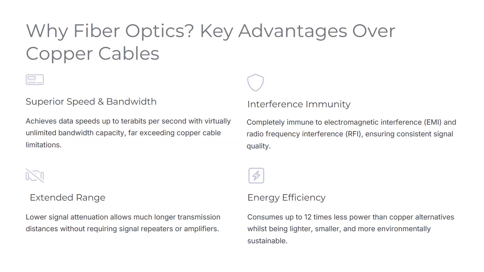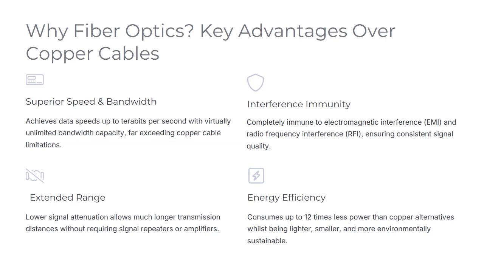So extended range: lower signal attenuation allows much longer distances to be transmitted without requiring repeaters or amplifiers. Extended range means it doesn't require any kind of repeaters or amplifiers to enhance the signals. Since the attenuation is extremely low, we didn't have any need to amplify these signals.